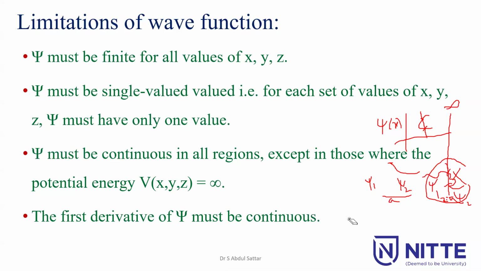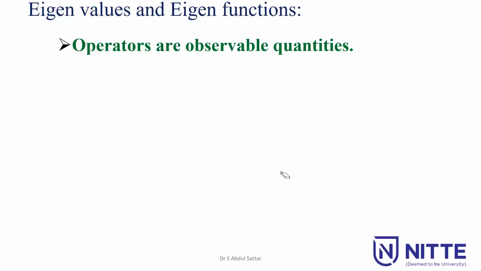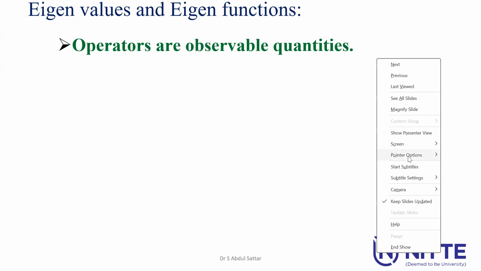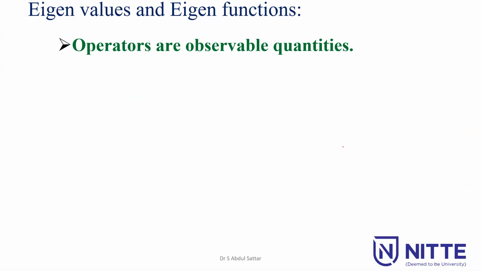Next, we are going to discuss eigenvalues and eigenfunctions. We know that in quantum mechanics, no physical quantity can be measured absolutely. No physical quantity can be measured exactly. That is not possible. All are expectation values only. But how do we get these expectation values? To get these expectation values, we use operators in quantum mechanics.